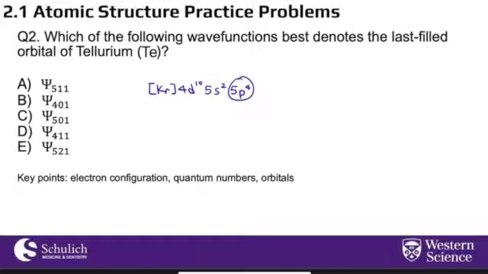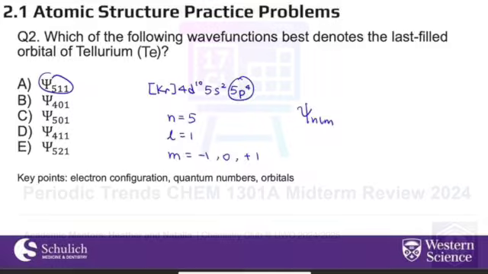So we can write out the quantum numbers for 5p as follows. n equals 5, l equals 1 for a p orbital, and m equals -1, 0, and +1. So for a wave function psi n l m, the only possible option out of these would be A, psi 5 1 1.